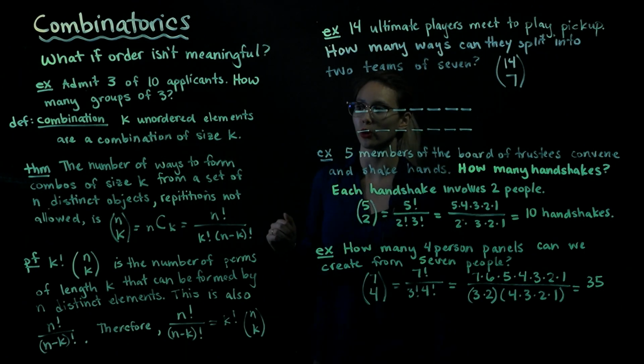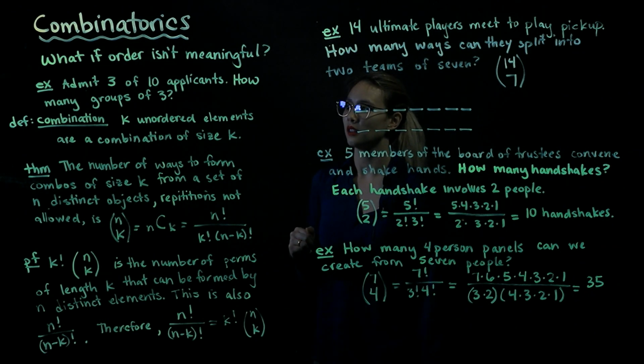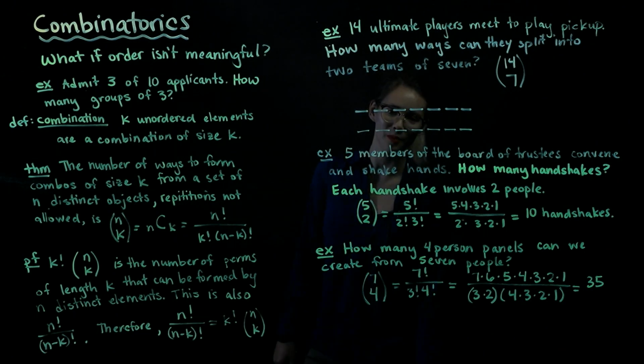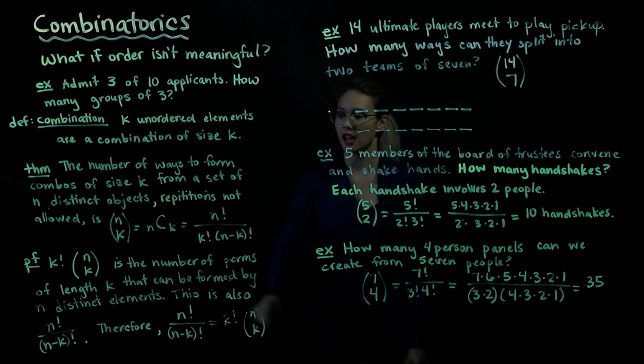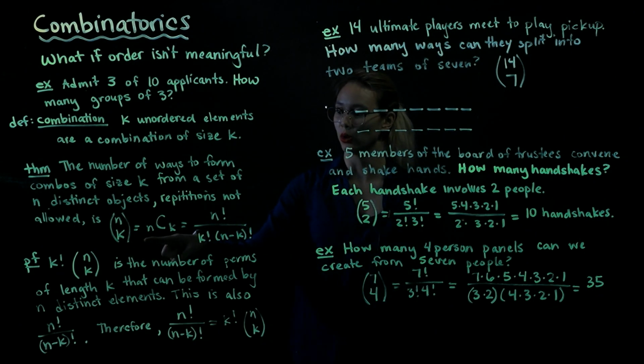If we have k unordered elements, then k unordered elements are called a combination of size k. So let's talk about a theorem now. The number of ways to form combinations of size k from a set of n distinct objects, repetitions not allowed, is written n choose k. You could write it like this, or you can write it this way.